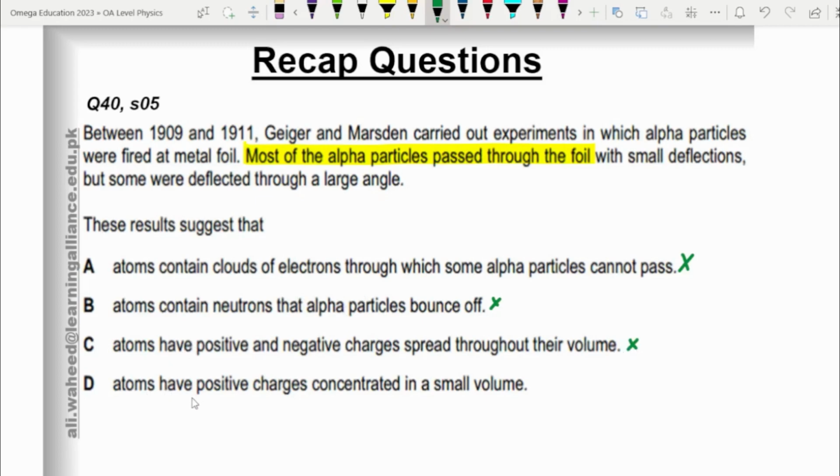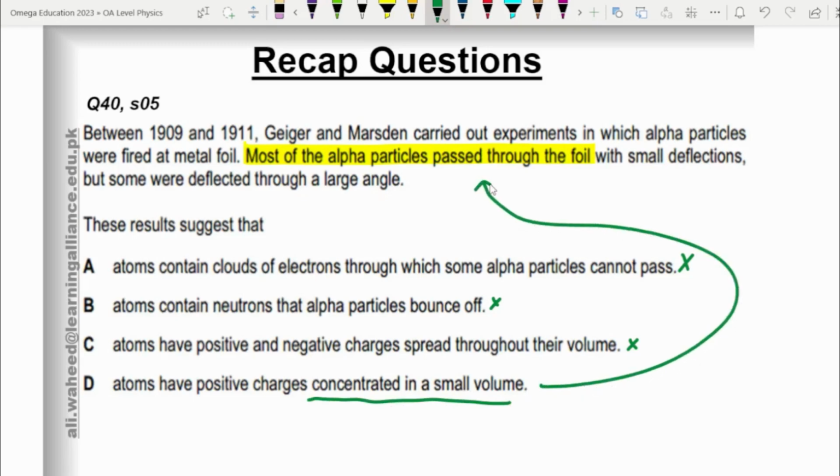The last one, atoms have small positive charges concentrated in a small volume. Concentrated in a small volume gives you the information about this thing. Most of the alpha particles pass through the foil because the small positive charge was concentrated in a small volume and the rest of the space was free, and that's why most of the alpha particles were able to pass through it.